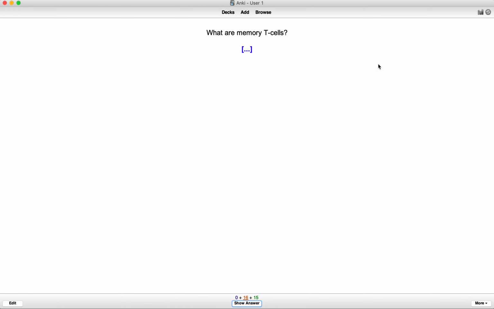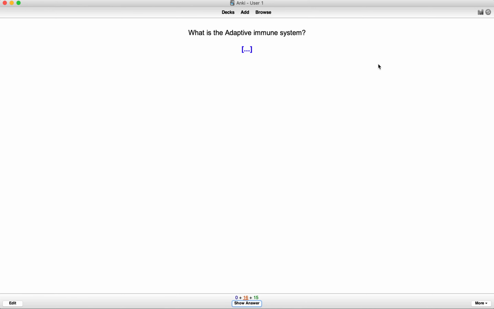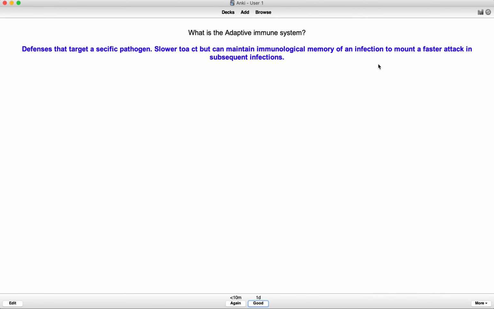Memory T cells. Similar to memory B cells in that they wait until the next exposure to the same antigen and will activate and carry out a faster response. The adaptive immune system: defenses that target a specific pathogen, slower to act but can maintain immunological memory of an infection to mount a faster attack in subsequent infections.